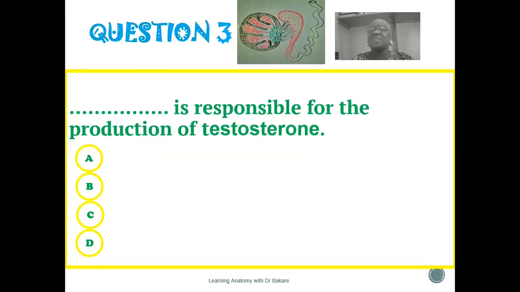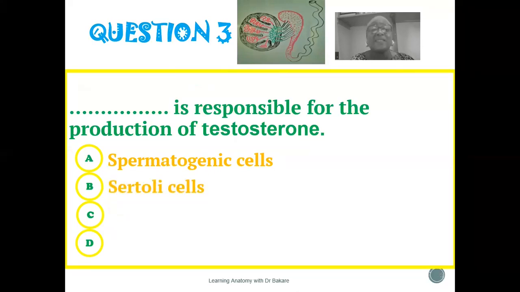The third question reads that dash is responsible for the production of testosterone. So is it the spermatogenic cells that are responsible for the production of testosterone, or is it the Sertoli cells that are responsible for the production of testosterone? Is it the Leydig cells, or is it all of the above? So which of these cells is responsible for the production of testosterone? We know that these cells are located within the testes, and specifically, there is a particular cell that is responsible for the production of testosterone.